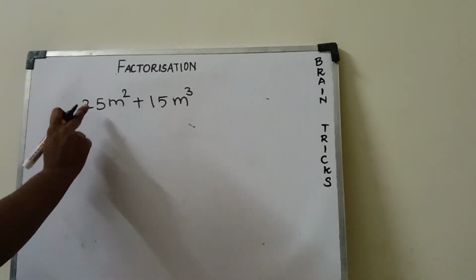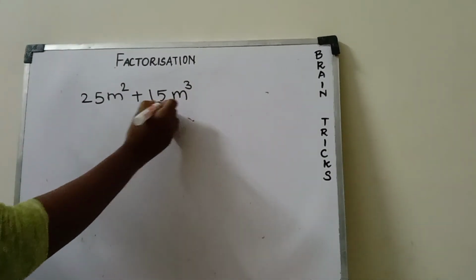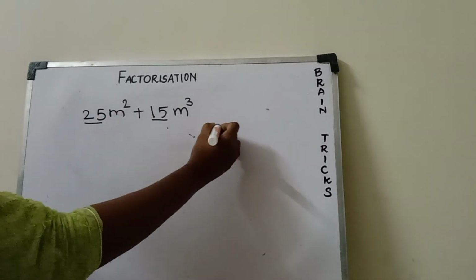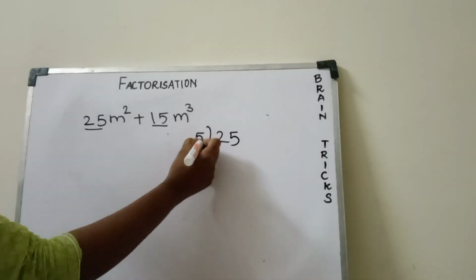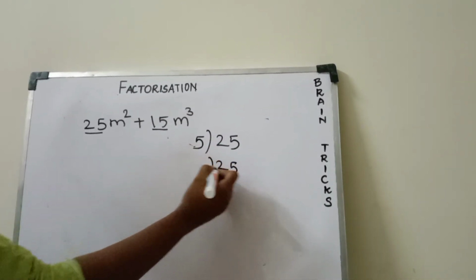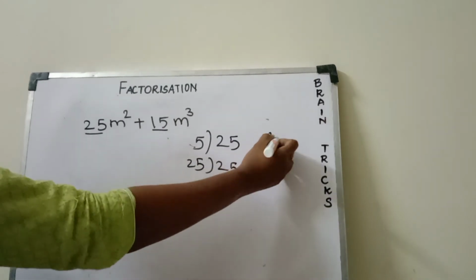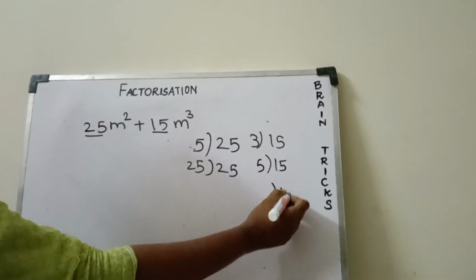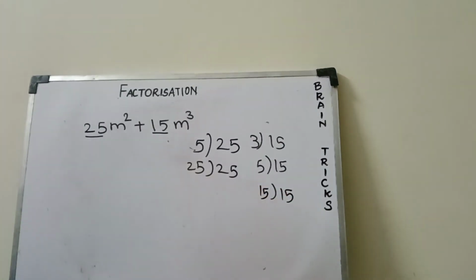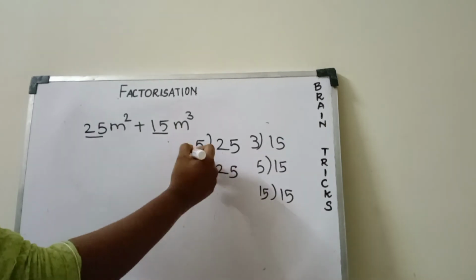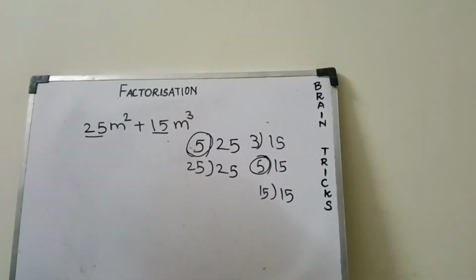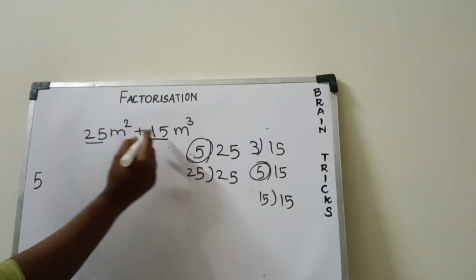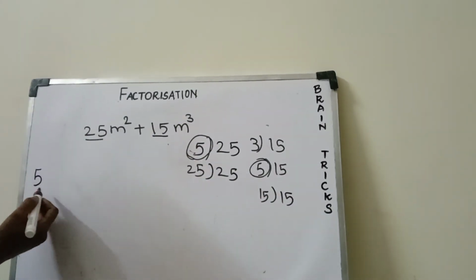Find the common divisor of 25 and 15. Check the numerical value. 25. This term has 15. Find the common divisor. 25 is divided by 5 and 25. Next 15. 15 is divided by 3, 5 and 15. So what are the common divisors of 25 and 15? 5 is the common divisor of both the numbers. Clear? So I'm just writing 5.